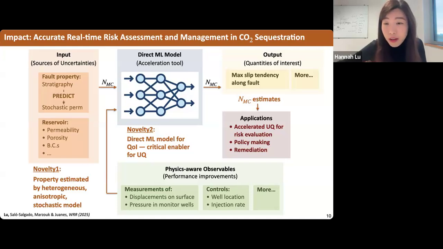This can be obtained from our existing physical knowledge about the system, as well as measurements from sensors in reality. For example, displacement on the surface of the domain, or the pressure measured from monitoring wells. These are all typical settings in a CCS project. Some control parameters from the input can also be added, and one can add other quantities of interest in the output. You can see in our paper, we also considered pressure buildup and CO2 leakage.